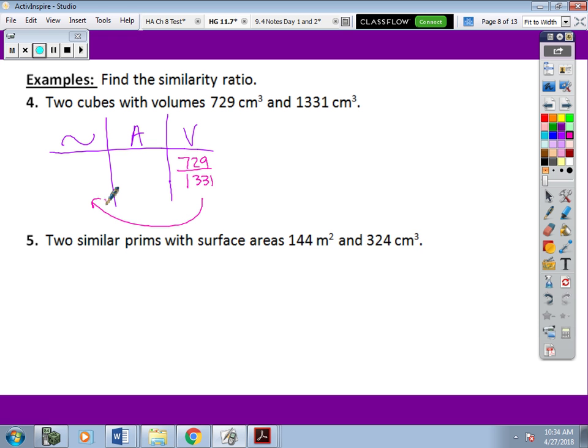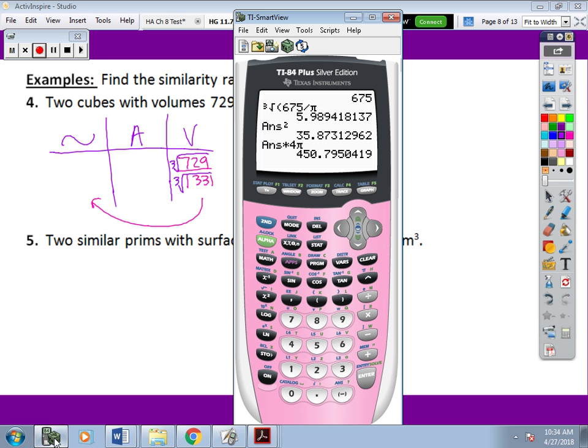And it wants me to get back to my similarity. So what will I have to do to get back to the similarity? Cube root. It should be a perfect cube. It is. 1331.